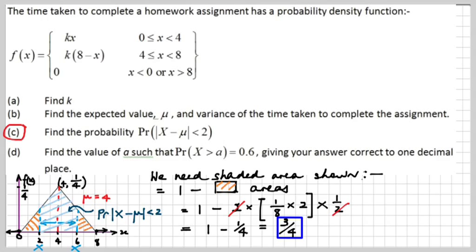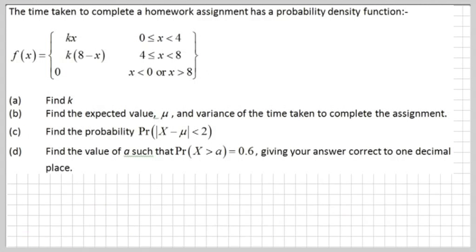Okay, now, where are we going with this now? We've got to find the next bit. We've got to find the value of a such that the probability of x being greater than a is 0.6. Well, this is the anticlimax, guys. We've done the hard bit. Giving your answer correct to 1 decimal place. No problem. Here it comes.